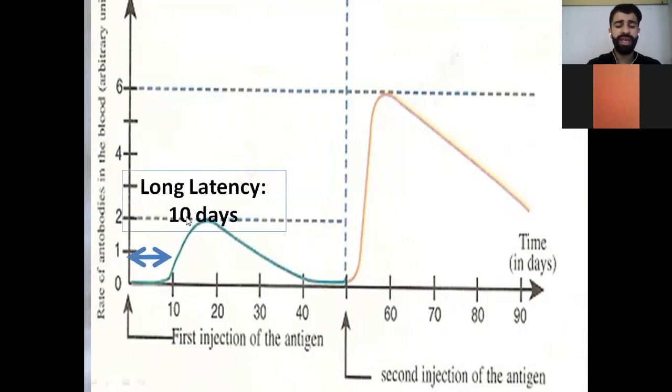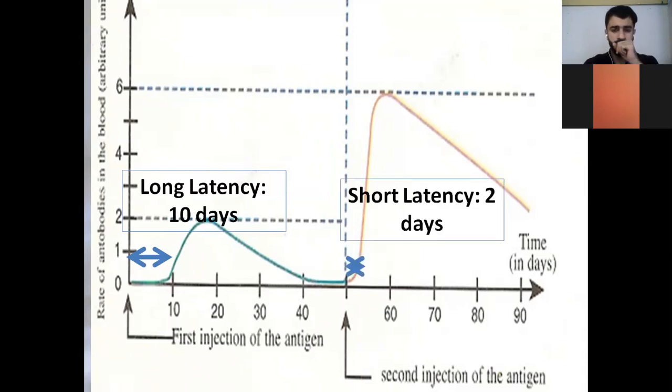So the latency is about 10 days in the primary immune response. It needs 10 days to start, so it's a long latency. While in the secondary, it's a short latency. It needs only 2 days.